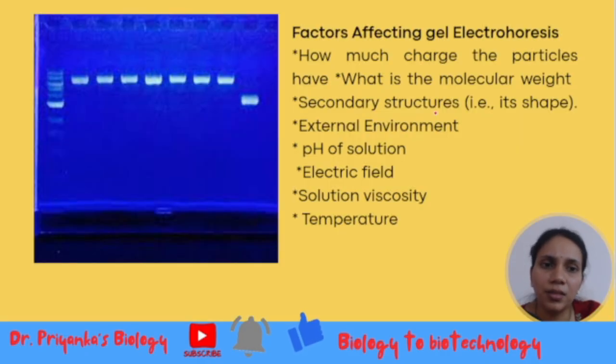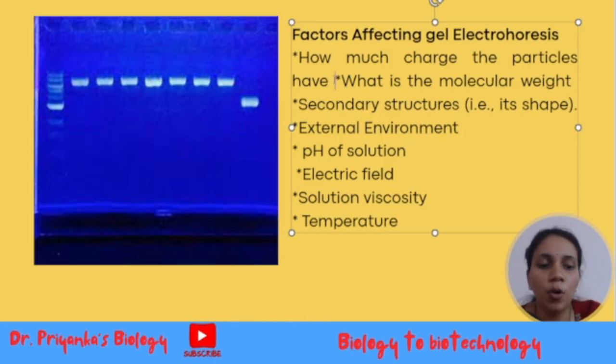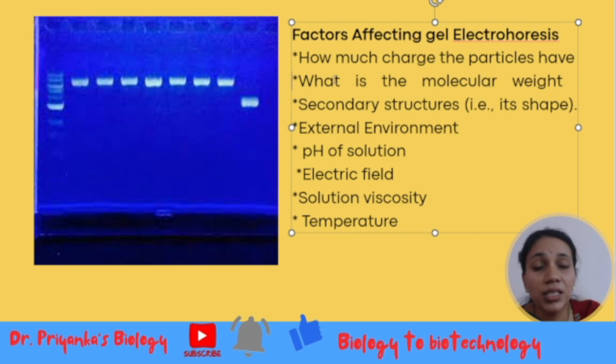Let's see what are the factors that affect gel electrophoresis. Point number one is the charge on that particular molecule that we want to study. Next is the molecular weight. Then, if there is any sort of secondary structure involved, because that is going to affect the shape. Then the external environment, the pH of the solution, the electric field, that means how much charge you are going to apply, the viscosity of the solution and the temperature.